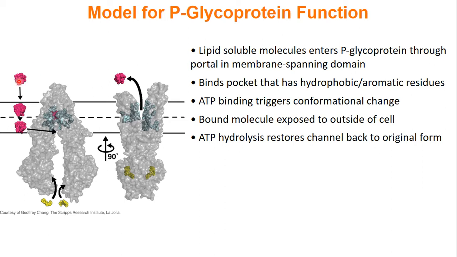So imagine that this is a drug. The drug is trying to go inside your cell, binds to this ABC transporter, and the drug goes right back out. ATP hydrolysis can restore this channel. So binding makes the channel change. Hydrolysis makes it go back to this stage.